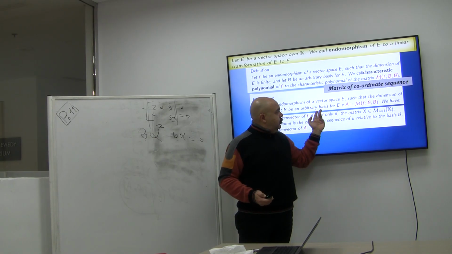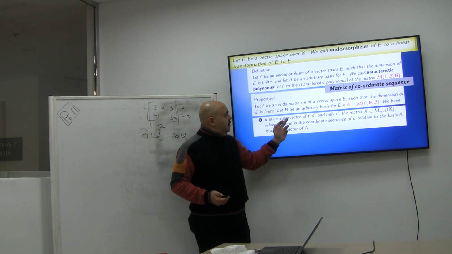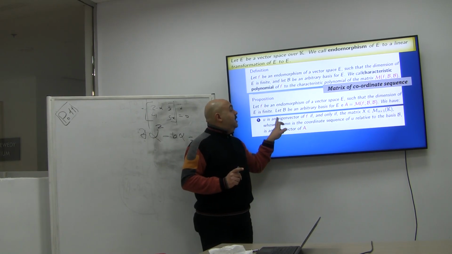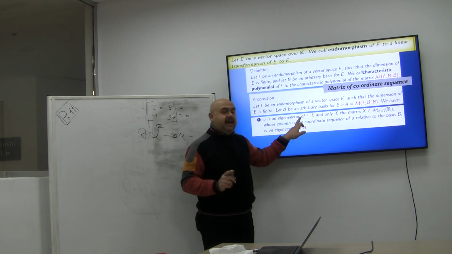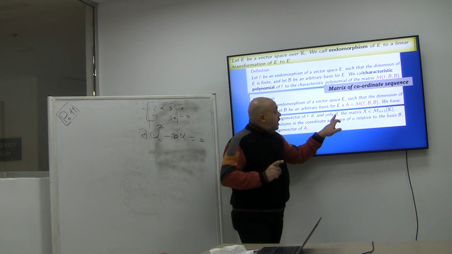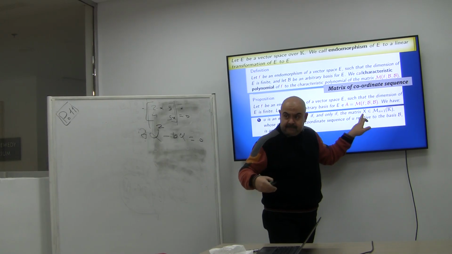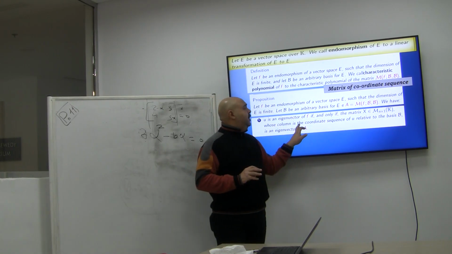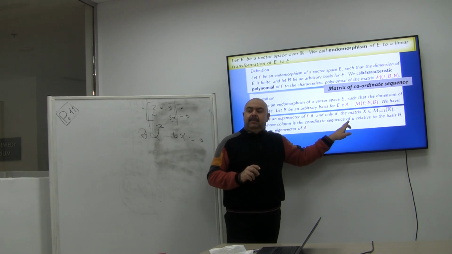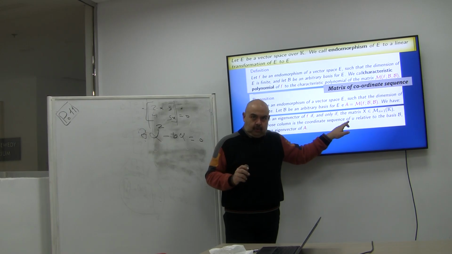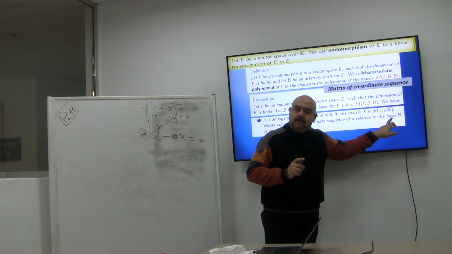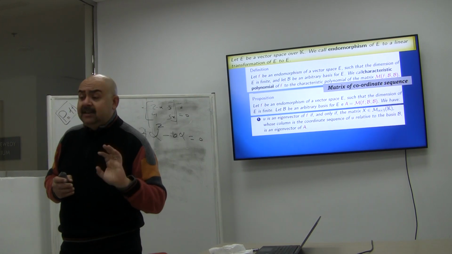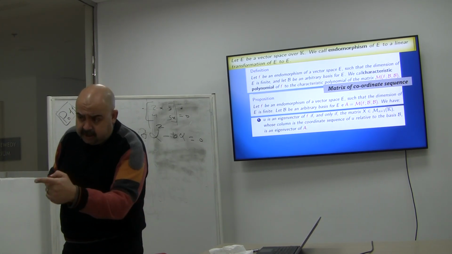If beta is an arbitrary basis for E and I have this transform, U is an eigenvector of F. Be careful please, this statement is very important. U is an eigenvector of F if and only if the matrix X, which belongs to a column matrix, whose column is the coordinate sequence of U relative to the basis beta. So he is trying to connect eigenvectors with the coordinate sequence of any vector U relative to the bases of the vector space you are moving from.